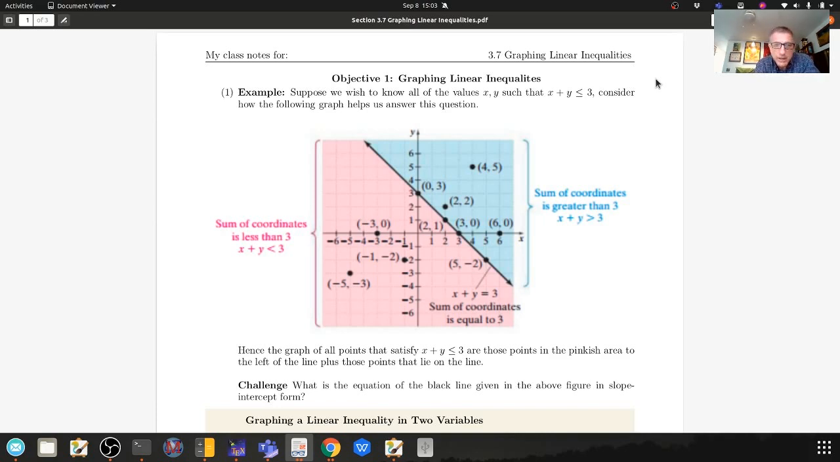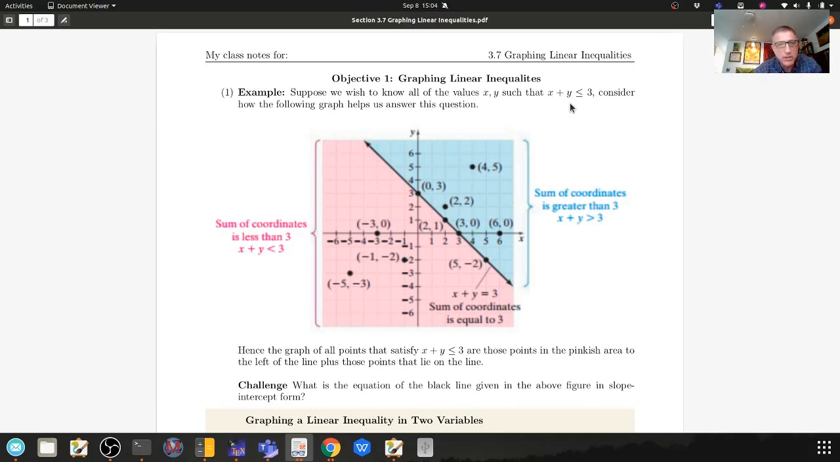I've got this little sketch up here. Again, this is copied and pasted from the book, so it looks a little bit blurry. But we want to show all values of x and y such that x plus y is less than or equal to 3. So what we literally do is solve this inequality for y, and I get y is less than or equal to minus x plus 3.